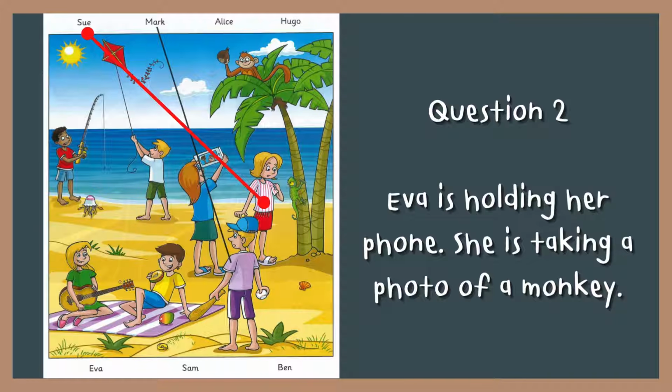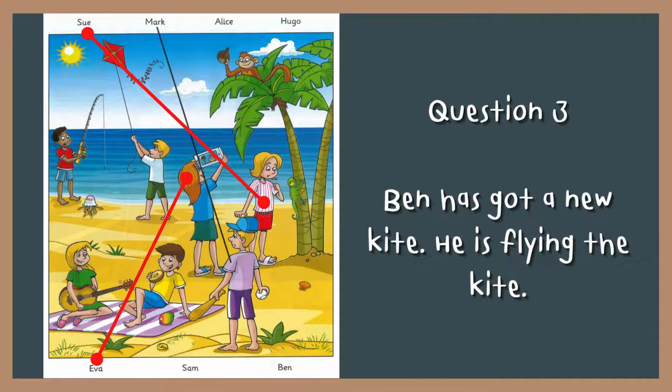Question 2. Eva is holding her phone. She is taking a photo of a monkey. Let's find Eva. Can you find the girl who's holding a phone? Ta-da! Look at that. Her phone is kind of big. She is taking a photo of a monkey. That's Eva.